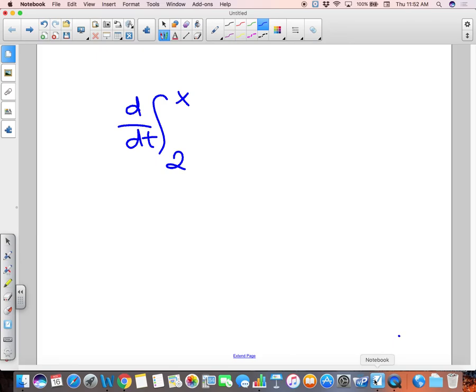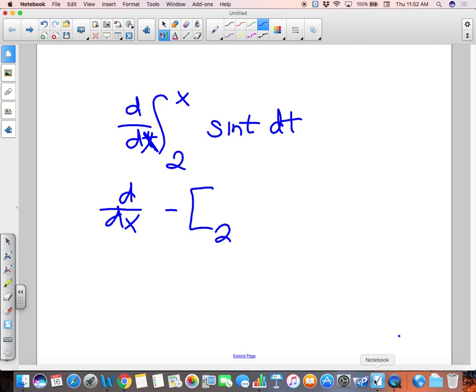Pick your favorite function that we can integrate. Let's do sine. All right, what's the integral of sine? Negative cosine. So what we have is negative cosine, and you take the derivative d/dx of the integral from 2 to x of sine of t.